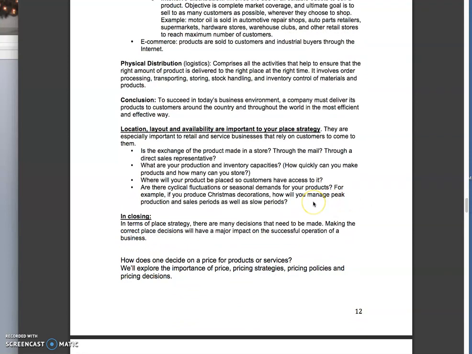So in closing, as far as place strategy, there are many decisions and choices that need to be made. Making the correct place decisions will have a major impact on the successful operation of a business. And this is something that your place strategy will evolve over time as environment changes, as situations change, as your target market changes. You may need to come up with different ways of being able to deliver and distribute your products and services to your target market.